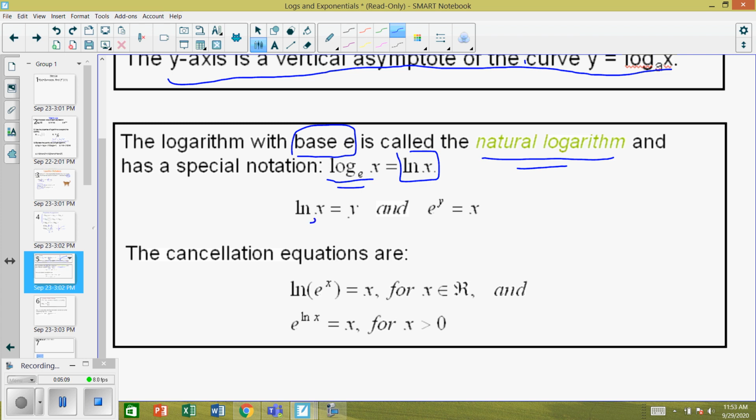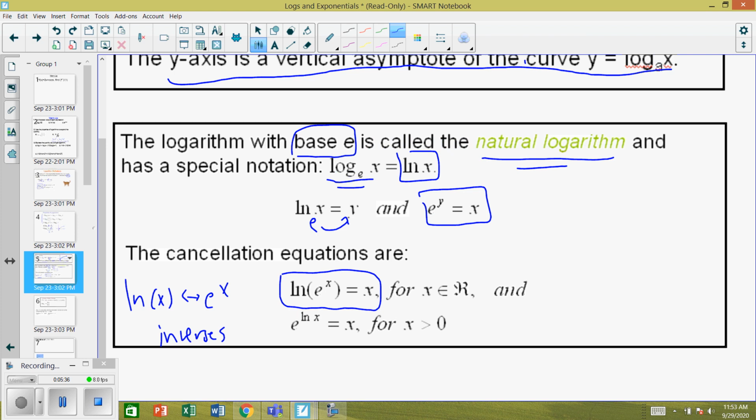And since ln means that we have a base of e, it can be rewritten as an exponential as e to the y equaling x. And because e to the x and ln of x are inverses of each other, the same cancellation equations apply. Like if I take the ln of e to the x, I'm just left with x. Or if I do e to the ln of x, I'm just left with x, because they're inverses of each other, so they undo each other.